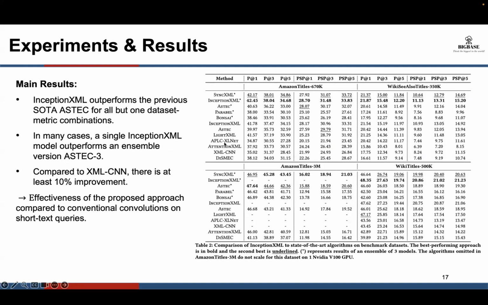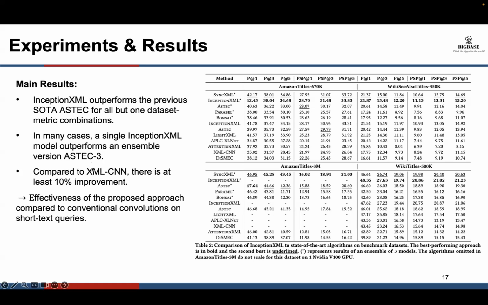And here in table 2, it shows that InceptionXML outperforms the previous SOTA STEC for all but one dataset and metric combinations. And in many cases, a single InceptionXML model outperforms the ensemble version of STEC. Here the stars show the ensemble version. And we can see here that InceptionXML, without being an ensemble, outperforms the Astec 3, the ensemble version of Astec.